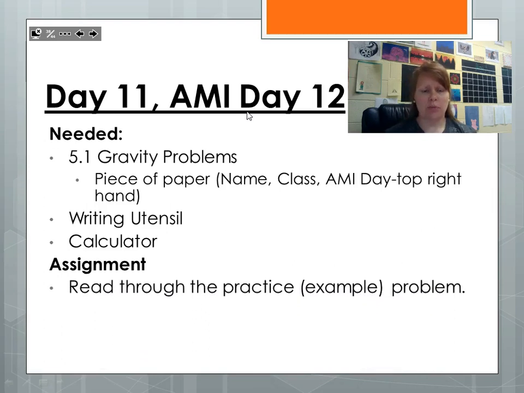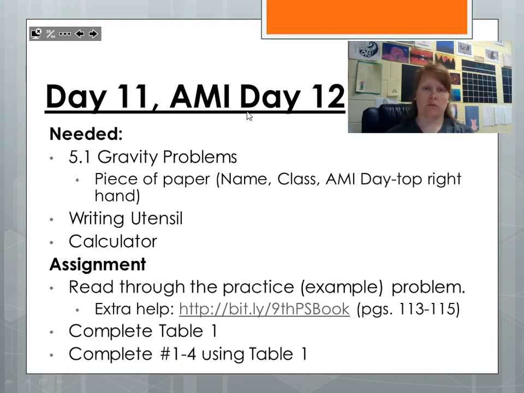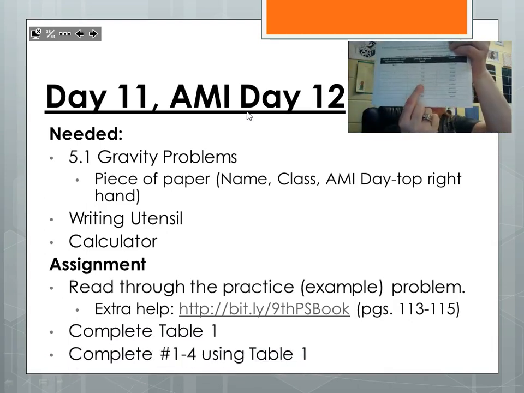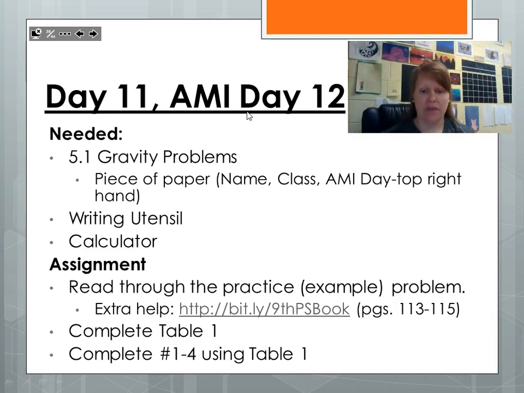Assignment today, read through the practice, which is the example problem at the top. If you still need extra help, you can go online to your 9th grade physical science book and read through pages 113 through 115. And then you're going to complete table 1, which is on the first page. You need this completed in order to answer the 4 required questions for today. And so you are going to complete numbers 1 through 4.